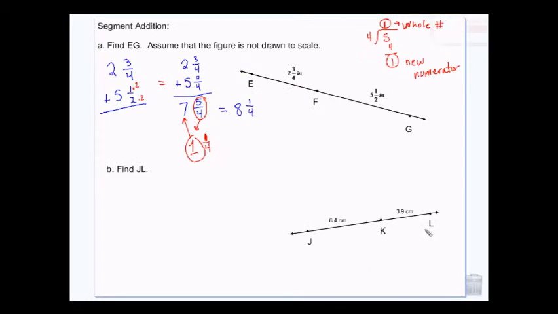We're going to find JL, so I'm going to add the 8.4 centimeters and the 3.9 centimeters.